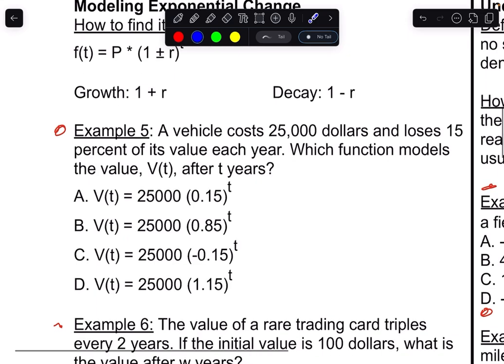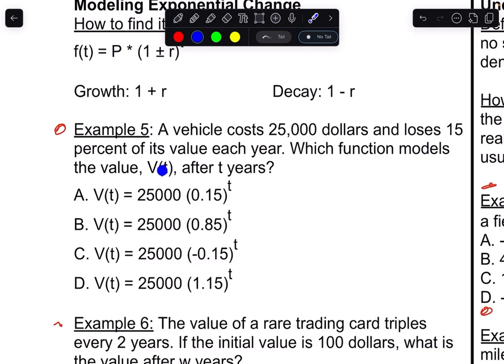For example, you buy a car that costs 25 grand and you lose 15% of its value each year. Which function models the value after some number of years? Off the bat, 15%. Remember, we change that percentage to a rate by dividing it by 100.